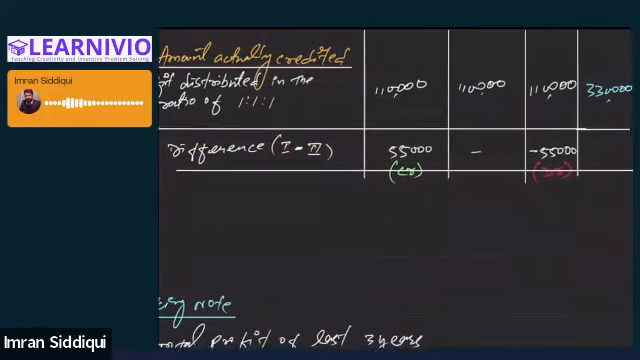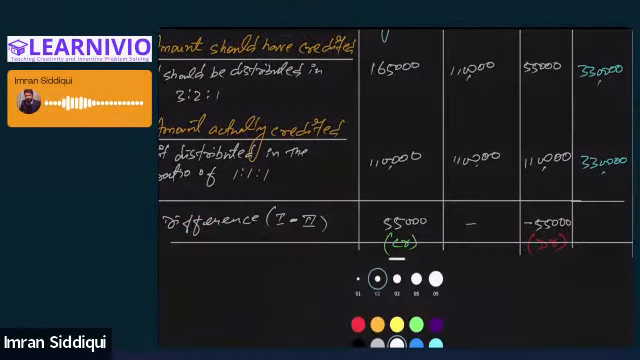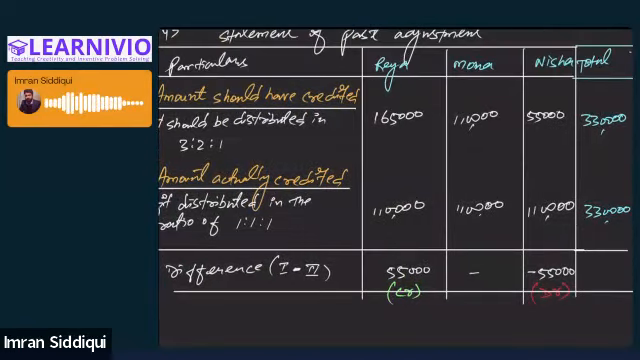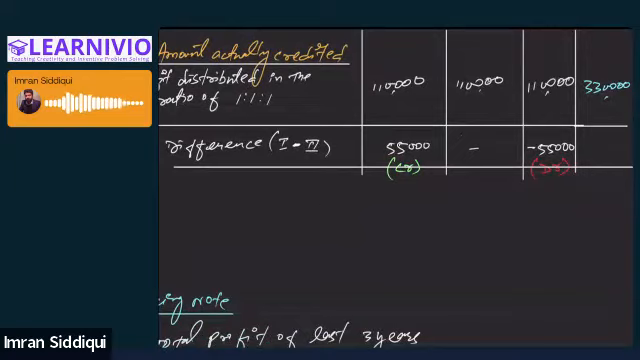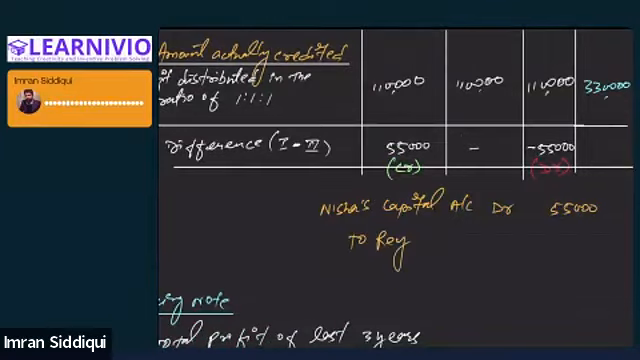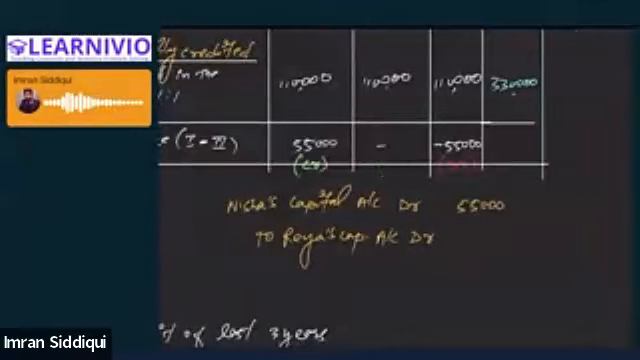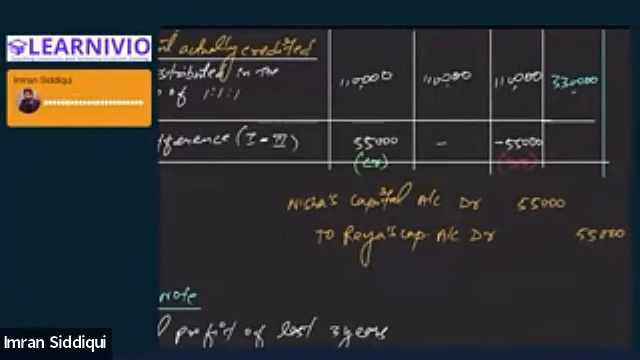What journal entry will be done? The journal entry, we can simply write: Riya's account needs to be credited and Nisha's account needs to be debited, right? We'll write down Nisha's capital account debit by 55,000 to Riya's capital. By passing this small journal entry, we'll be able to rectify our mistake. Got it? Is that clear? Yes, sir. Is this journal entry clear?